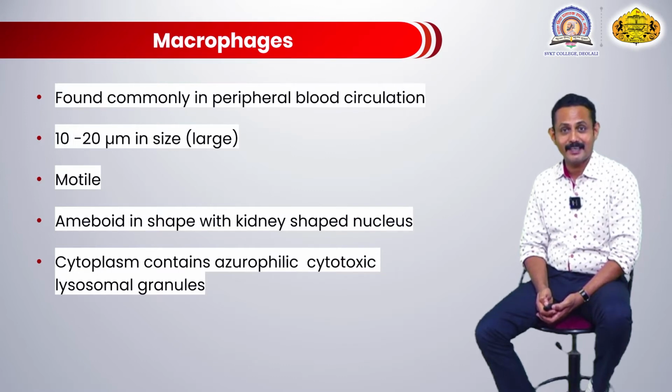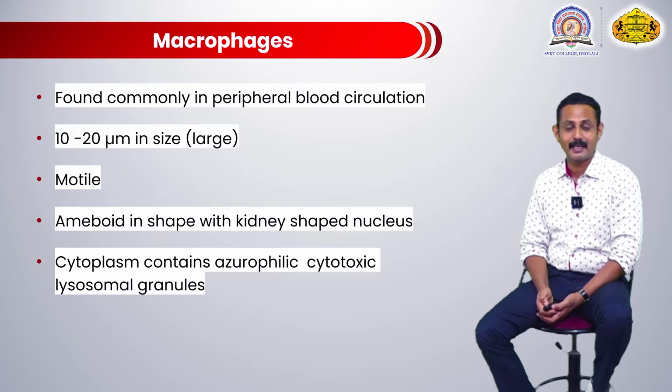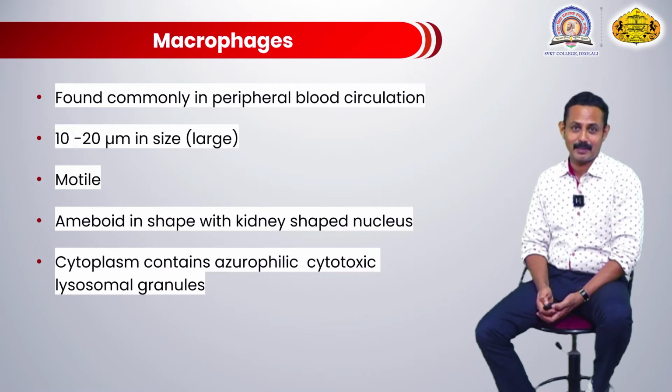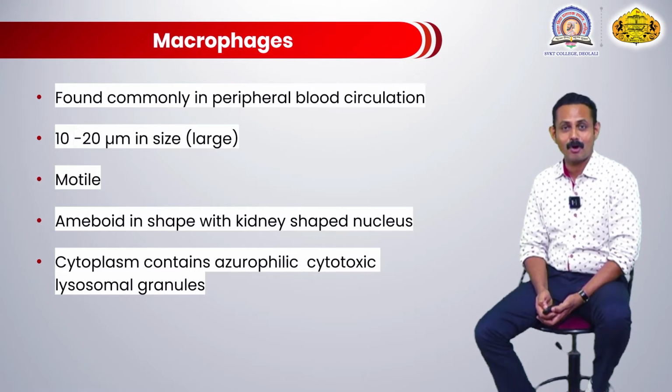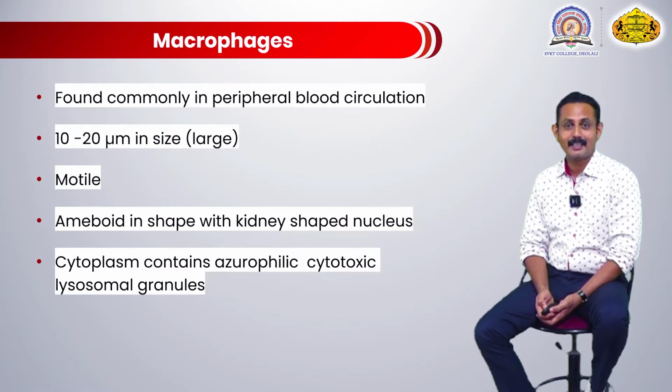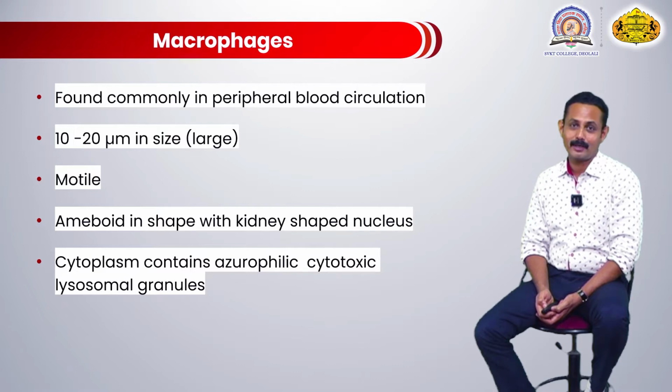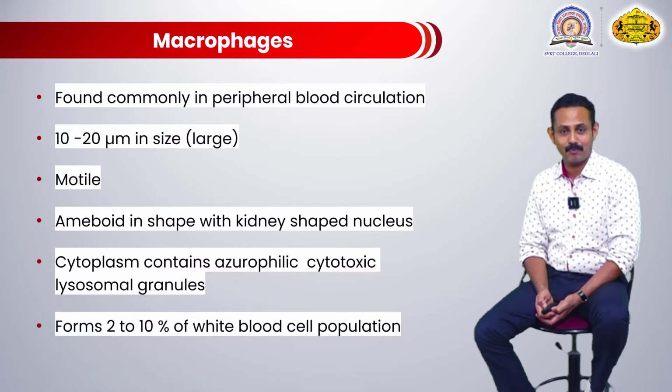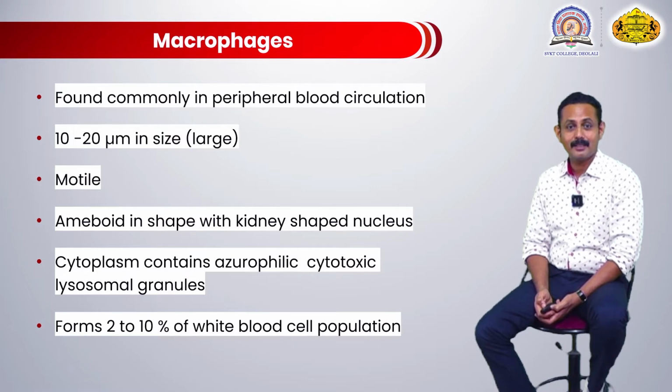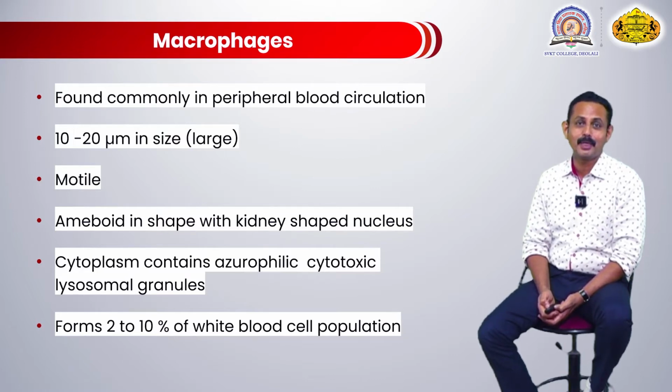When they are secreted, when they come in contact with any kind of cell, lysis of the cell takes place. That's why their granules are called cytotoxic granules, and they are mainly present in the lysosomal portion or in the cytoplasm of these macrophages. These macrophages form 2 to 10% of the total white blood cell population.